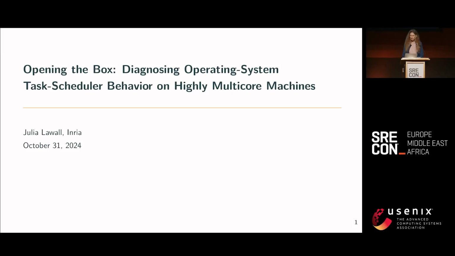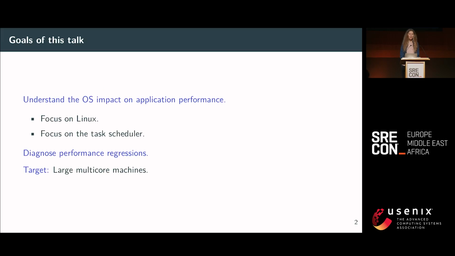So I'm going to talk about opening the box, diagnosing operating system task scheduler behavior on highly multi-core machines. The goal of this talk is to understand the impact of the operating system on application performance. In this, we're going to focus on the Linux kernel, and we're going to focus on the task scheduler. The goal is to diagnose performance regressions, and we're going to be focusing on large multi-core machines.